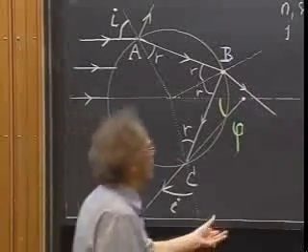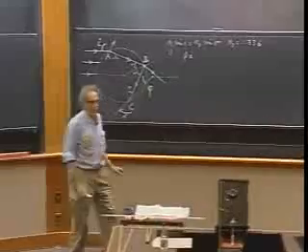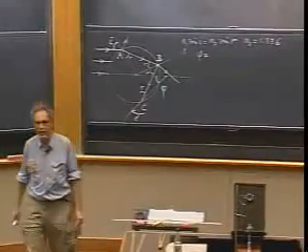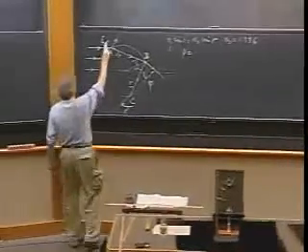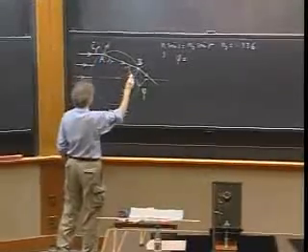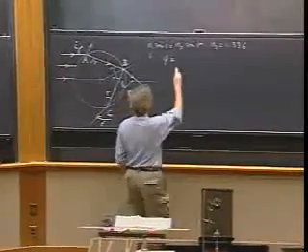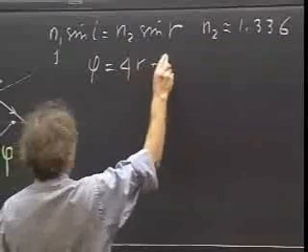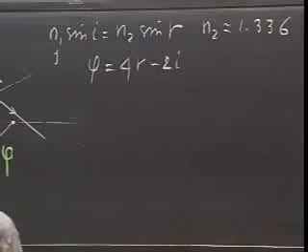The first thing I asked you in problem 10.4, or one of the first things, was to calculate phi in terms of I and R. Well, here is I, and the same angle I shows up here. Here is an R, here is an R, here is an R, here is an R. It's only a little bit of high school algebra to show that phi is 4R minus 2I. And you've all done that because you already turned in your homework.